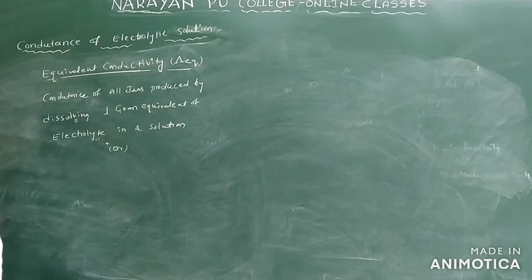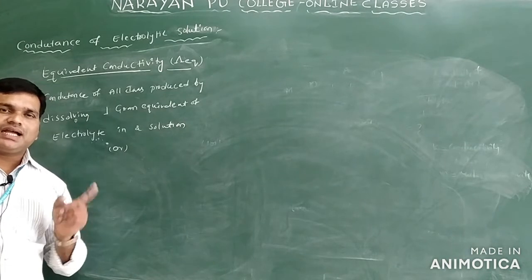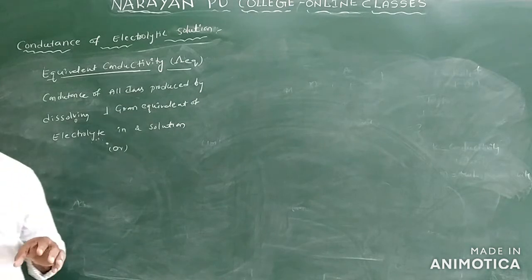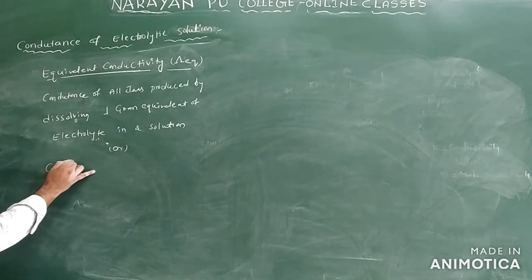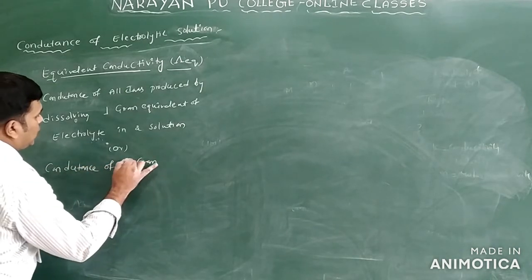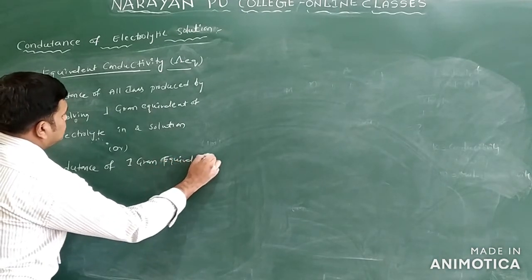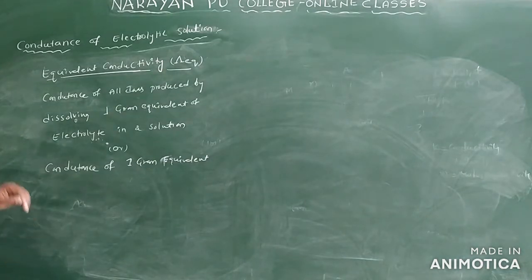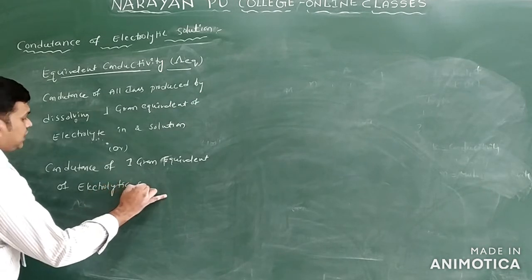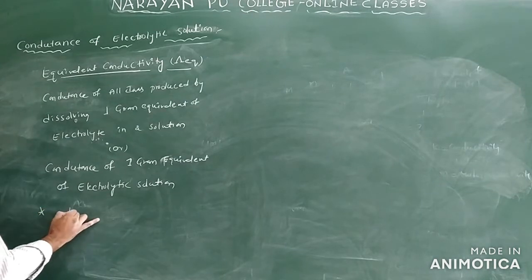Otherwise, how can you define? I already defined that the conductance of 1 mole of electrolyte solution is called molar conductivity. Here, the conductance of 1 gram equivalent weight of the solution is called equivalent conductivity only. We can write one more definition also. Conductance of 1 gram equivalent of electrolytic solution is called equivalent conductivity only.